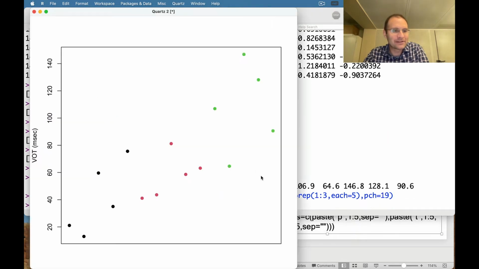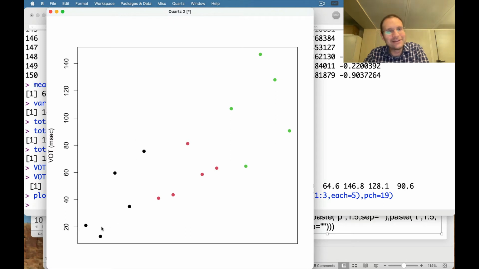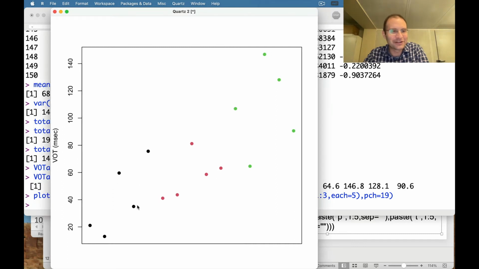So I'm going to plot this, and it looks like this. So here are my P's in black. These are my T's in red, and these are my K's in green. And they're not mine. They're Duchamp's. But you can kind of see it looks a little bit linear here. But we're not going to do a regression analysis per se on this. We're just going to try to figure out whether the different colors matter here, right? So whether the different places of articulation matter to the value of VOT.